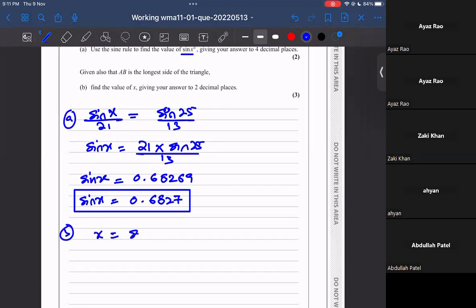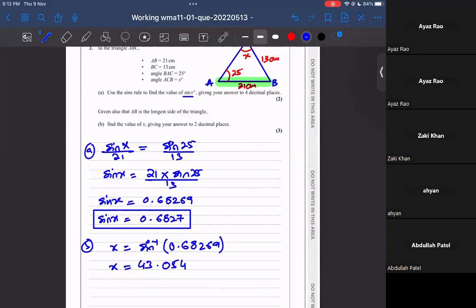So I'm going to put sin inverse. I'm going to use the working value 0.68269. Sin inverse answer is going to be 43.054. Now sir, we had to find this answer, and the answer has come. What was the need to write this line? What was the purpose of this line: given also that AB is the longest side of the triangle?